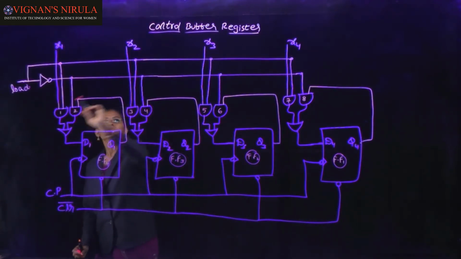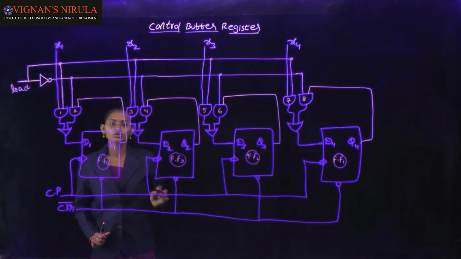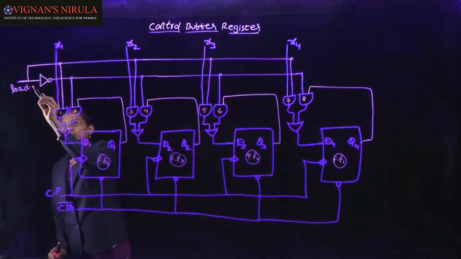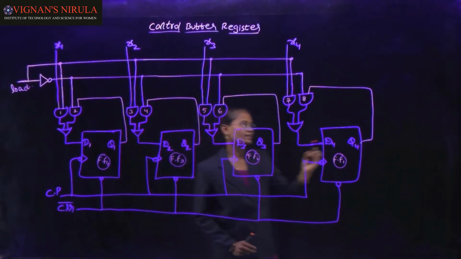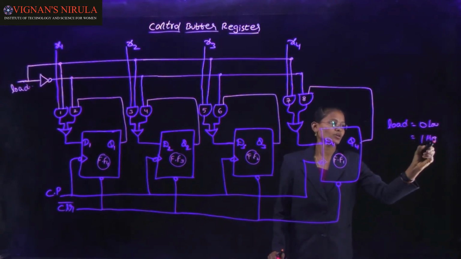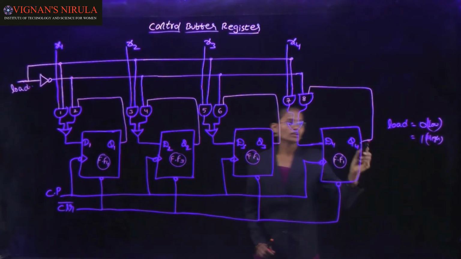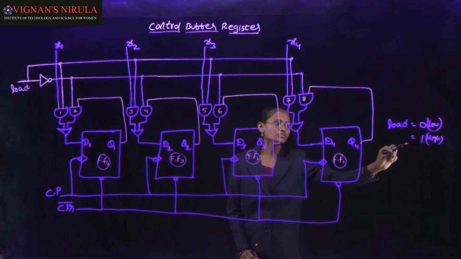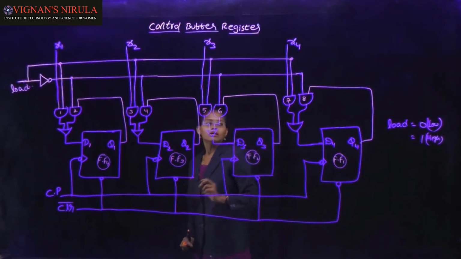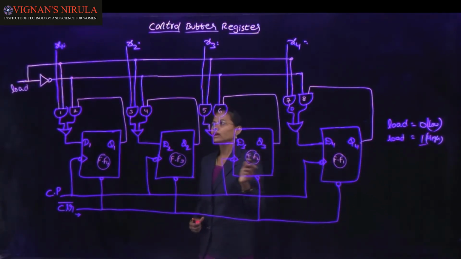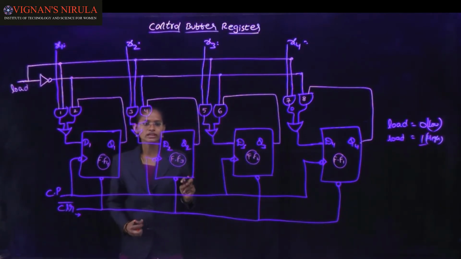Here the control buffer register is used to control the loaded inputs. Here load is either 0 or 1. The load conditions are either 0 or 1. 0 means low and 1 means high. The load is 0, that is low, and load is 1, then it is high. When load is high, then input bits are loaded to the flip-flops.